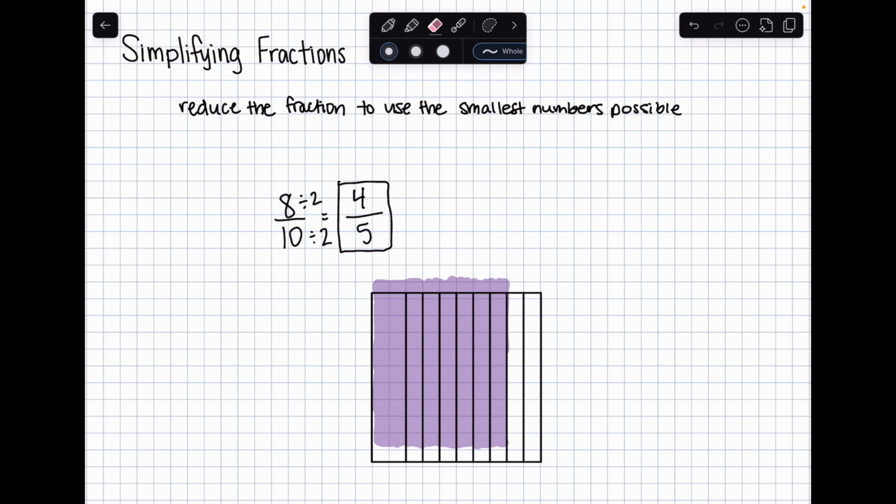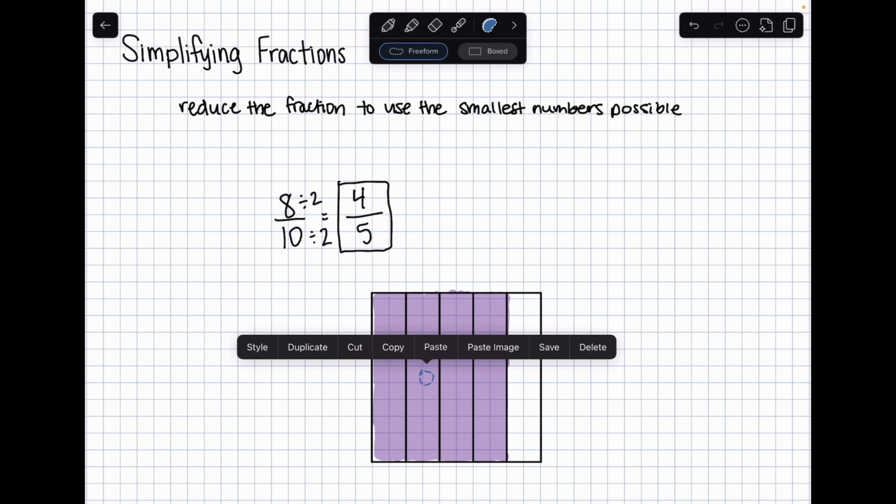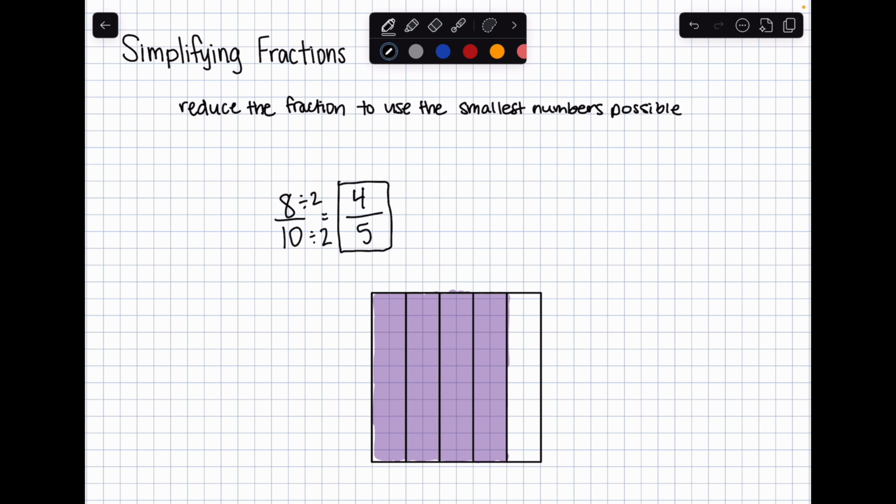So if I erase every other one here, I will show you that the fraction itself, the value that the fraction is, has not changed. It is just the numbers that we're using. So if you looked before, I had 8/10 here. Fast forwarding to remove those, I still have 8/10. It's just represented as 4/5. So that's pretty much what you're doing when you're simplifying.